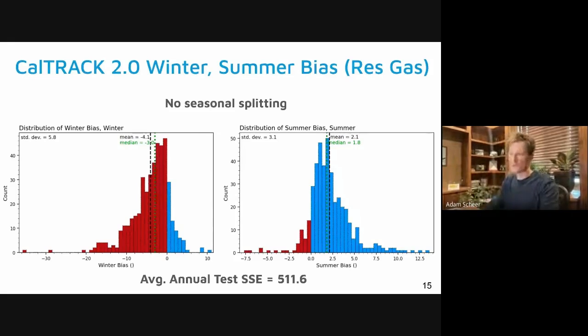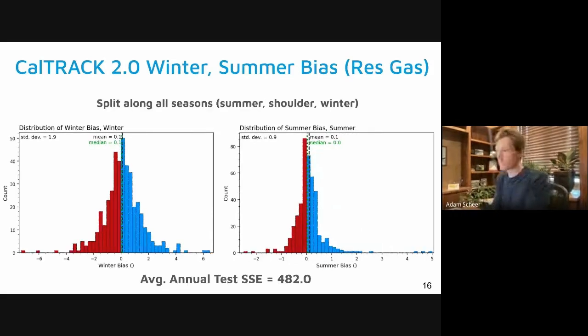Now, if we instead force the model to split along all of the seasons, summer, shoulder, and winter, now we look at winter bias on the left and summer bias on the right, we see effectively, as a population level, zero bias or very, very small bias in the summer and in the winter. And this is what you would expect because you're formulating a different model for each season. So that model within that season should not be biased.